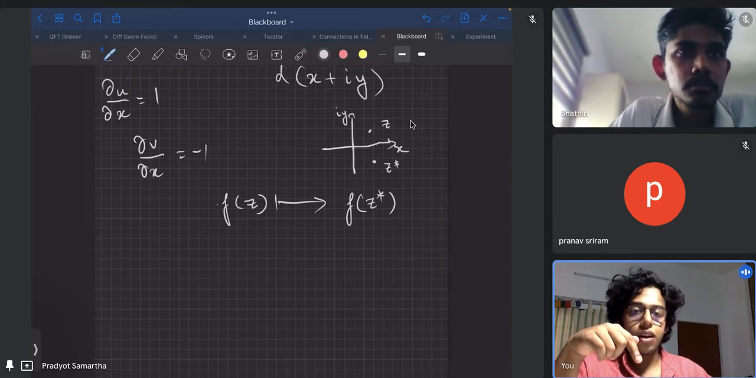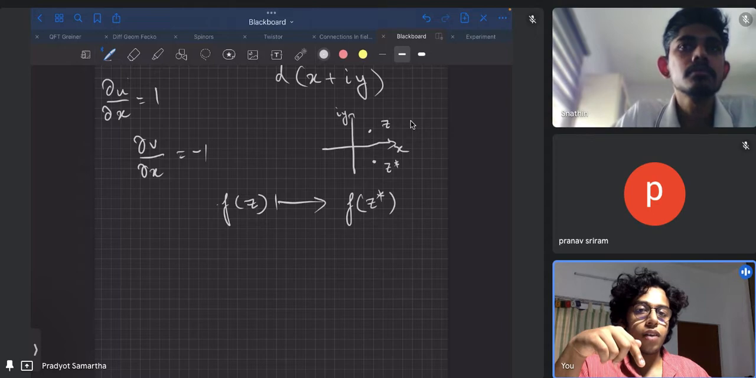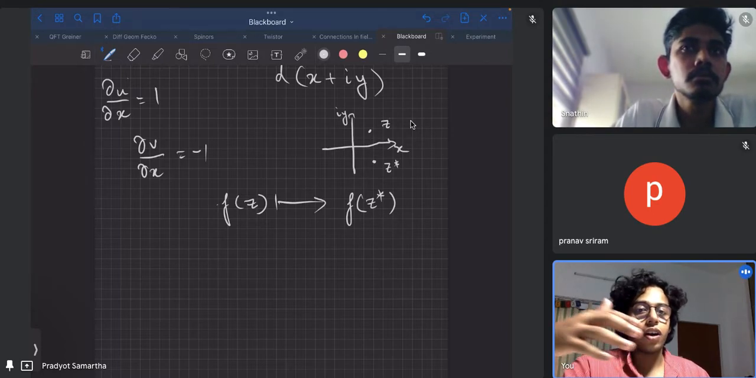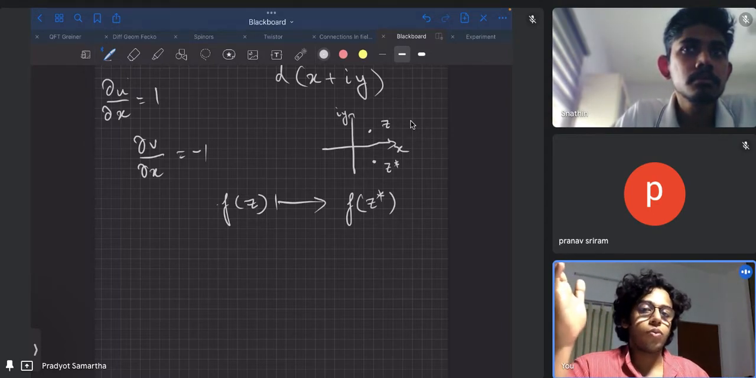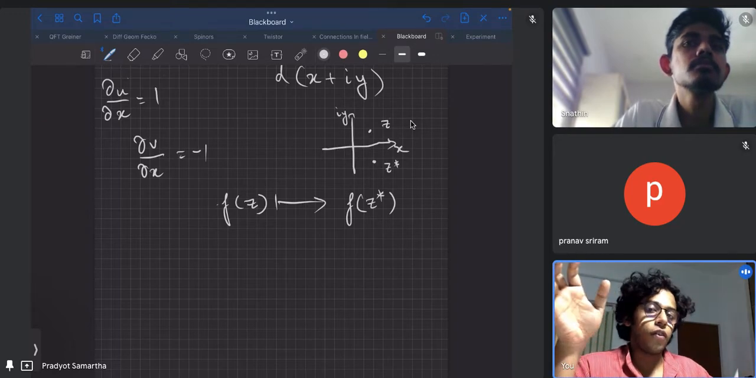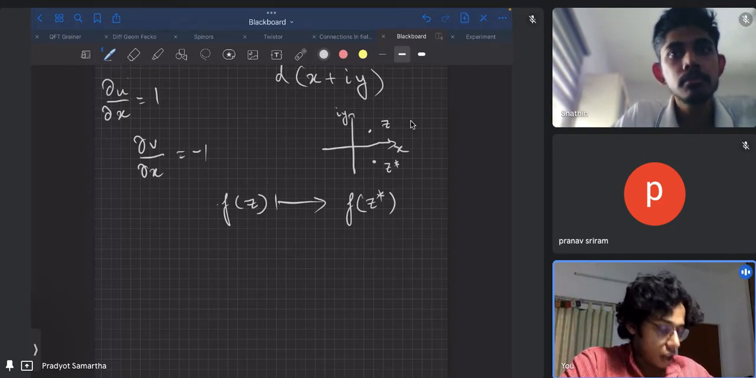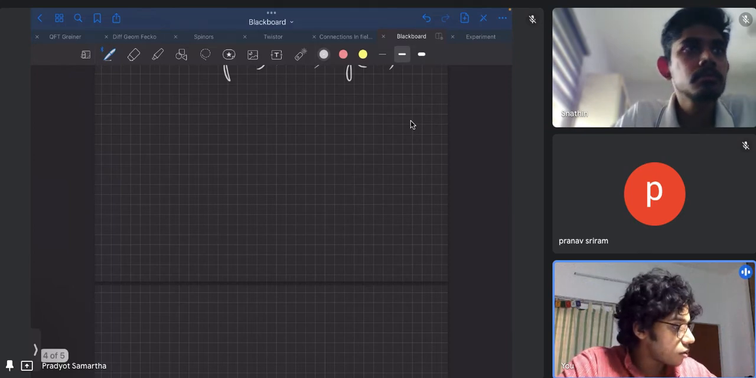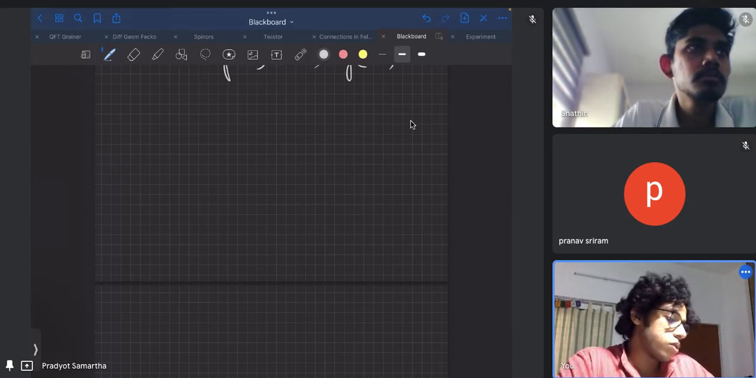But the other point being that if you have g, g star is like a discontinuous jump. So therefore you don't really have differentiation with respect to z when you have a function of z star. So that being said, let's move on with what I wanted to cover today.